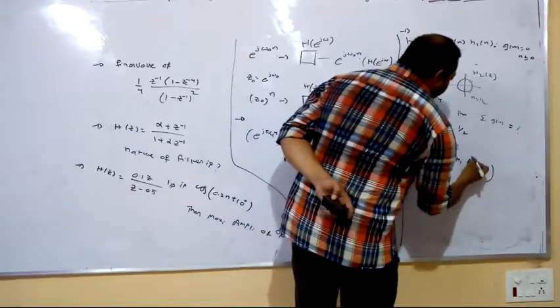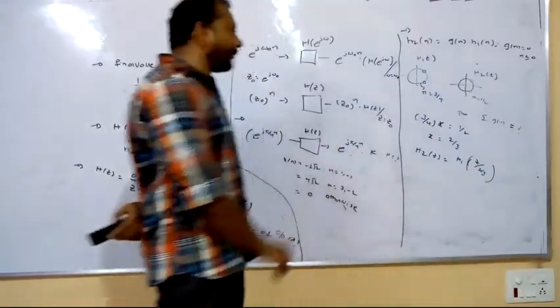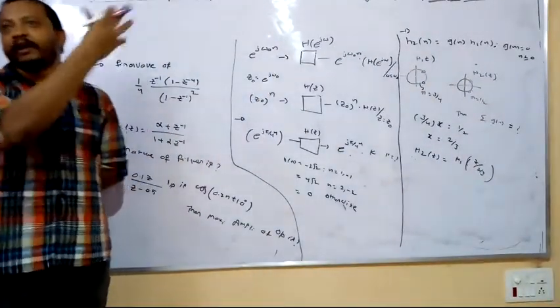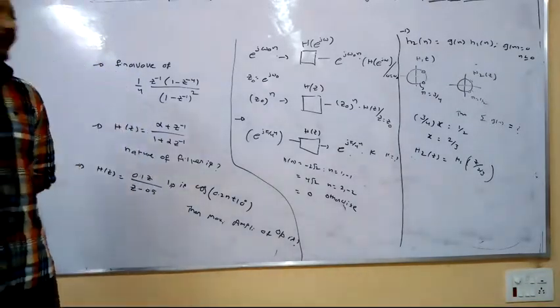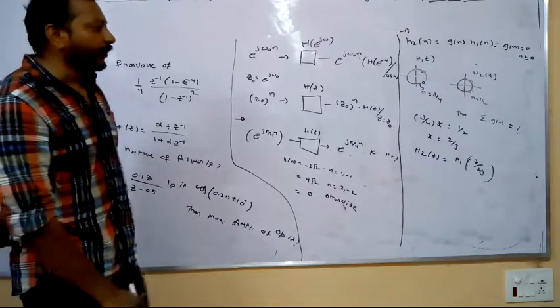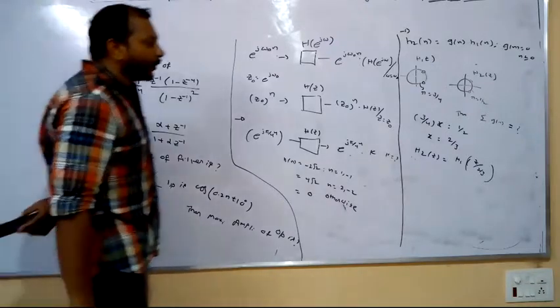Z divided by 2 by 3. The z divided by 2 by 3 is the scaling property, like the shifting property in the Laplace transform. The corresponding property in the z transform is scaling. We have seen it already: the corresponding H2 of z is equal to H1 of z divided by 2 by 3.